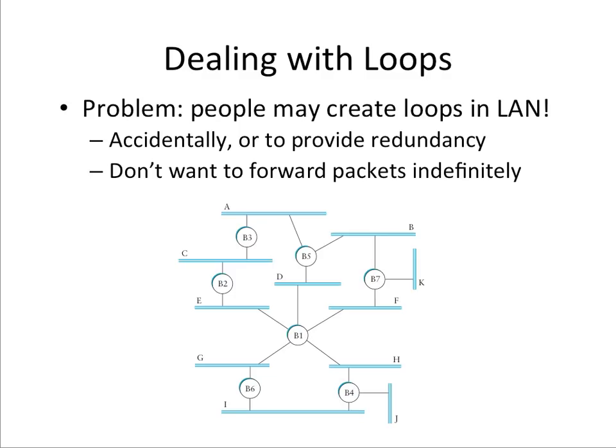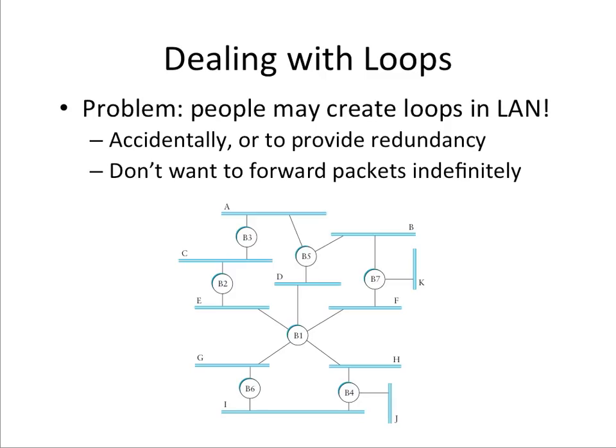A broadcast comes in on J, and B4 receives it, and it's a broadcast, so it sends it to H and I, and so B1 and B6 both receive it. And then it's a broadcast, so B1 sends it out on all of its interfaces except H, where it received it from, but it sends it to G. B6 also sends it to G. So then B1 and B6 each receive the other one's broadcast, and they both send it back out to B4, and it ends up multiplying and taking up more and more of the. Yeah, so does everyone understand that example?